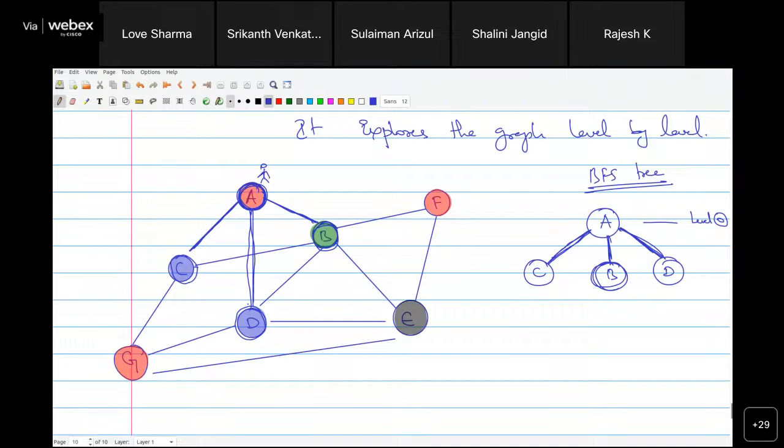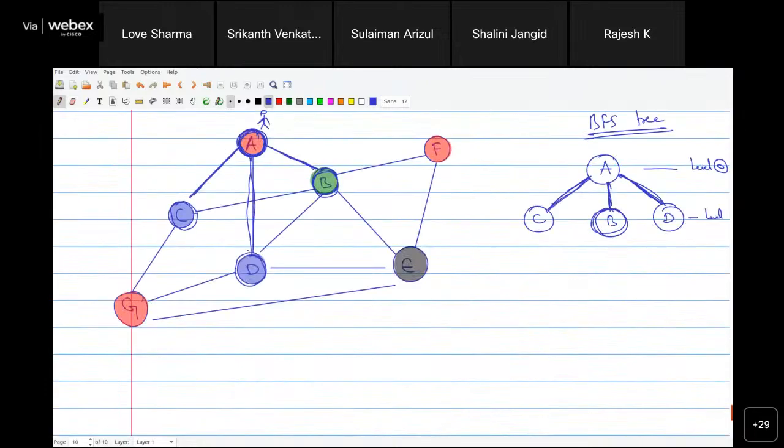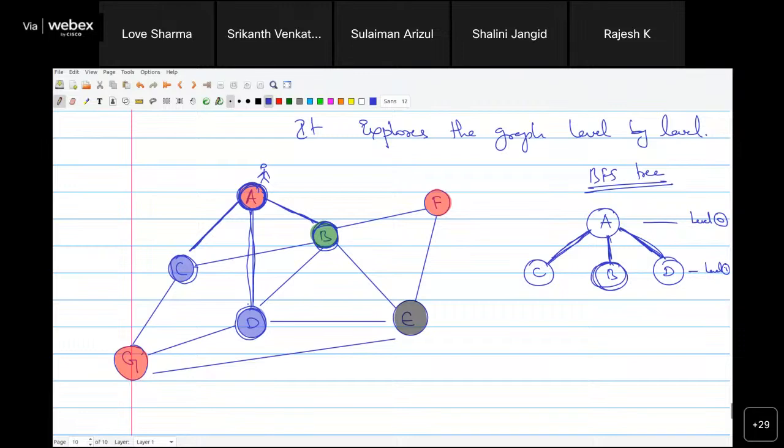So it's like I am at A, I explored A, and the neighbors of A are B, C, D. So I have to explore B, C, D also. So that will come in level 1. So these will be in level 1. Okay. So now after exploring, I will visit those vertices one by one. So I can visit C, I can visit B, I can visit D also. So what I will do is we will go by alphabetical order.